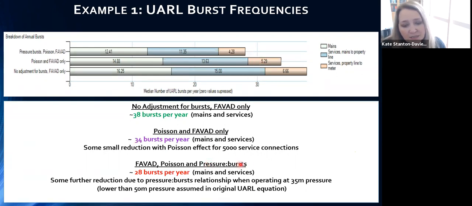This zone is operating at 35 meters pressure, which is less than the 50 meters pressure assumed in the original UARL equation. So when we bring into the prediction for the median number of UARL bursts per year the pressure burst relationship as well, then we see the median number of UARL bursts across mains and services reduce further down to 28 bursts per year.